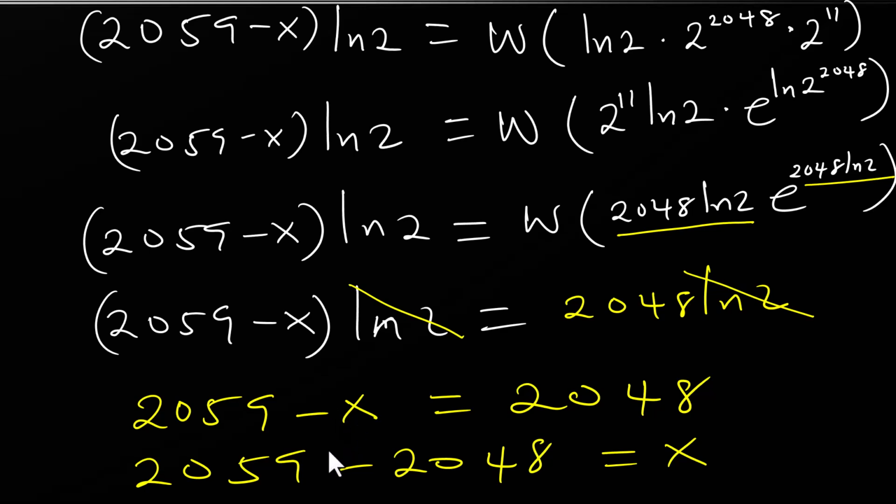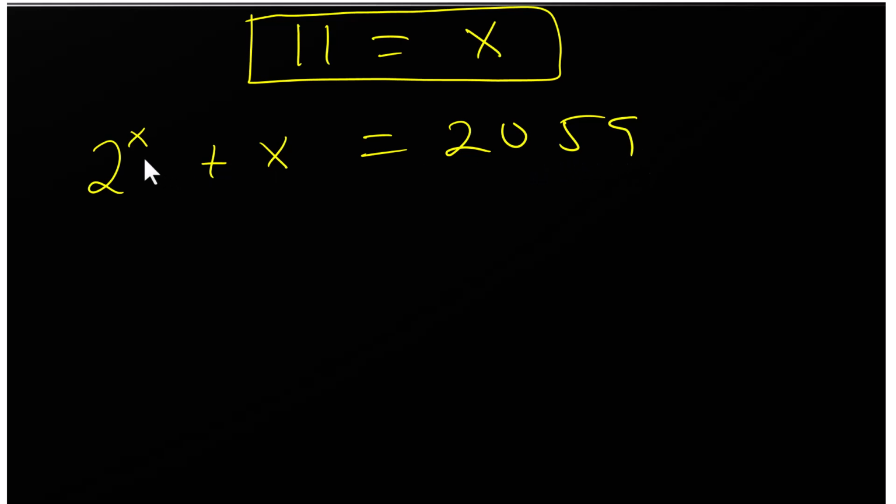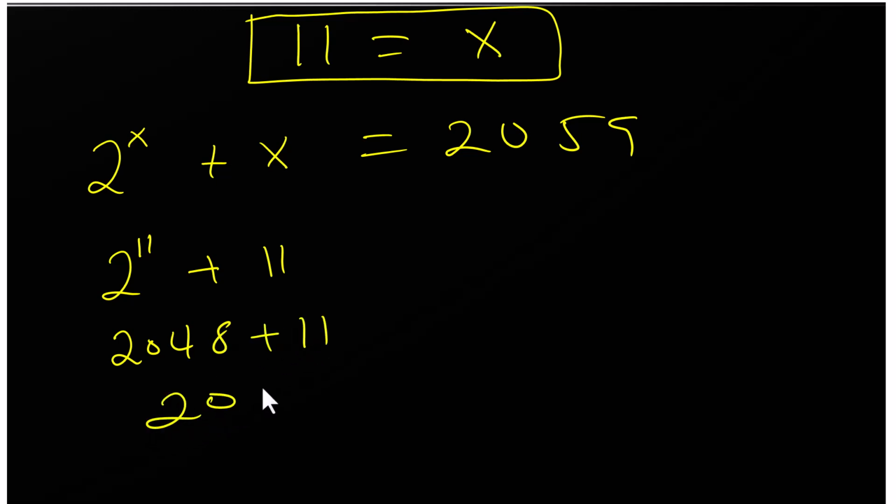So 2059 minus 2048 is simply 11. So we have 11 equals x. So 2 to the power x plus x equals 2059. If you plug in 11 plus 11, so this side will be 2048 plus 11. That will make it 2059. Hence proved.